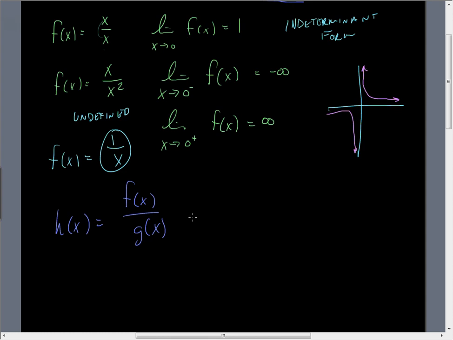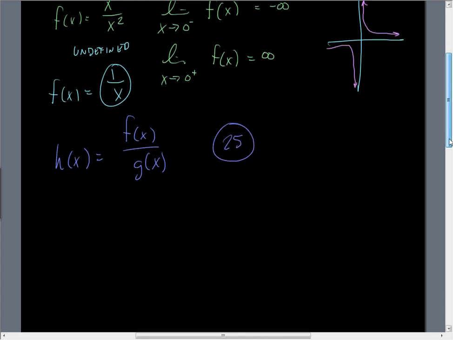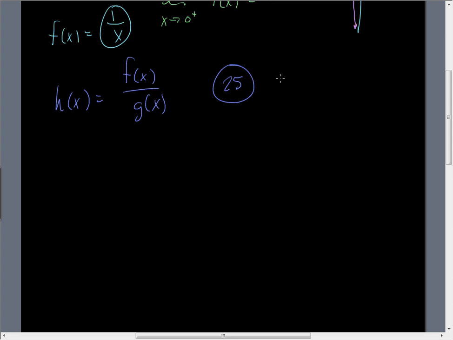Okay, so in practice, we're going to try to factor out as much as we can to see the guts of it. Let's see what it really starts looking like. For this one, I'm going to choose number 25 as my example. In number 25, we're looking at the function f of x equals x squared minus 2x minus 15 on top, and underneath, x cubed minus 5x squared plus x minus 5.